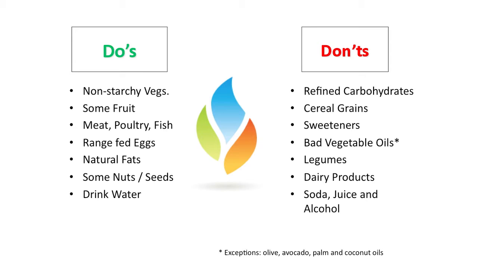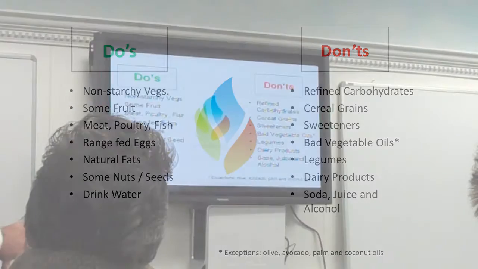Get away from refined carbohydrates, cereal grains, sweeteners, bad vegetable oils, legumes, dairy products, soda, juice, and alcohol. So those are the do's and don'ts. Do the do's and don't do the don'ts.